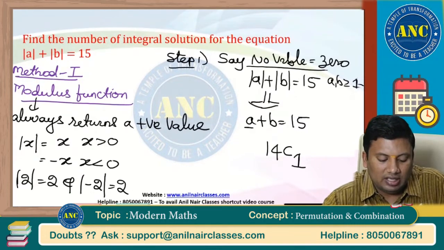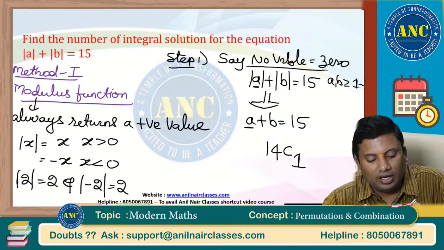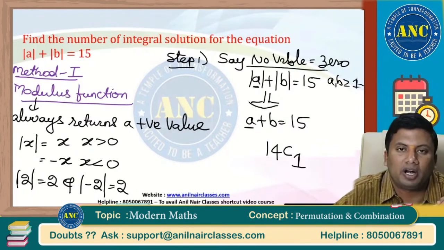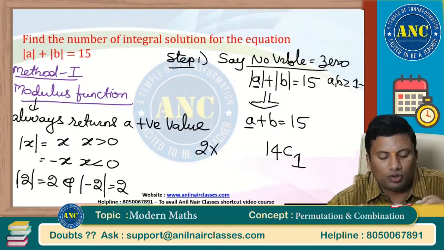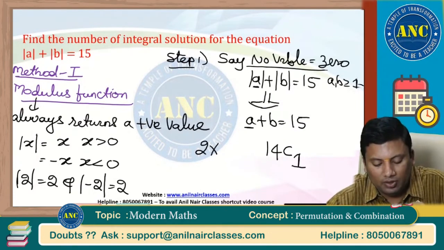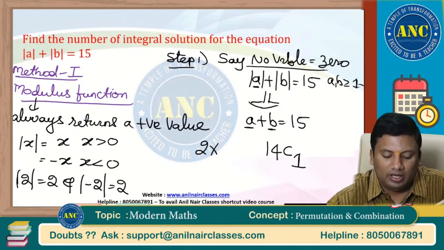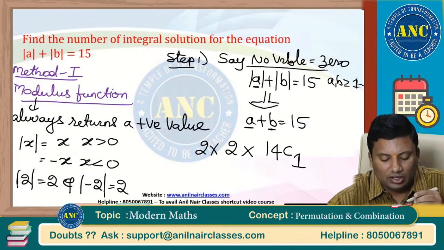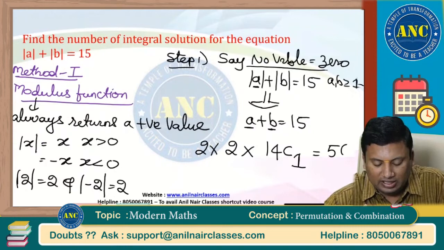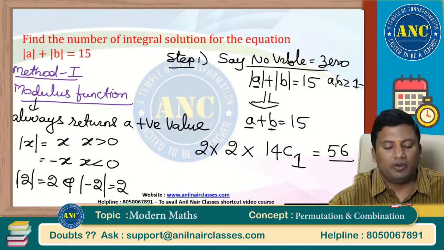14C1. This is A. It could be possible inside, it could be mod of plus A or mod of minus A. Modulus inside it could be positive, it could be negative. This is also plus B. Modulus inside it can be plus, inside it can be minus. So 4 14s are 56. It is no variable 0.